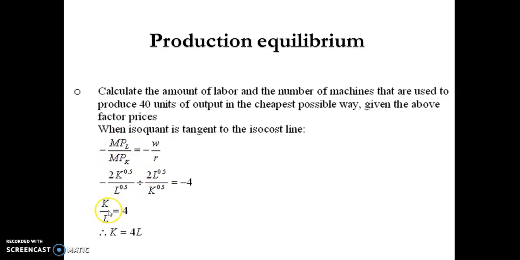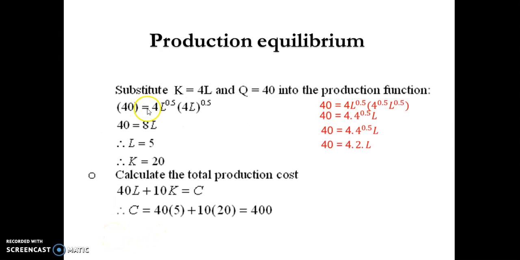So now equating this information, the ratio of your marginal products can be simplified to K over L, and your ratio of your input prices was minus 4. Of course the negatives cancel, so you have K divided by L is equal to 4. So K can simply be written as 4L, or L is going to be a quarter K. Now you're going to take K is equal to 4L and Q is equal to 40, that was the output, and substitute them into the production function. Remember, you are given Q and now you have K in terms of L, so you can solve for L. That becomes the only unknown.